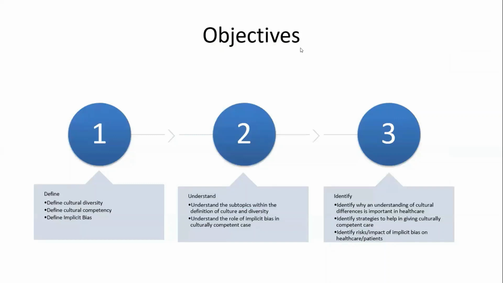So a couple things we're going to do. One, we're going to define the terms: cultural diversity, cultural competency, and implicit bias. We're going to start to understand some of the subtopics within those terms and the role of implicit bias in culturally competent care. We're also going to understand why cultural differences are important in healthcare, give some strategies for giving good culturally competent care, and identify the risks and the impact of implicit bias within healthcare and with our patients as well.